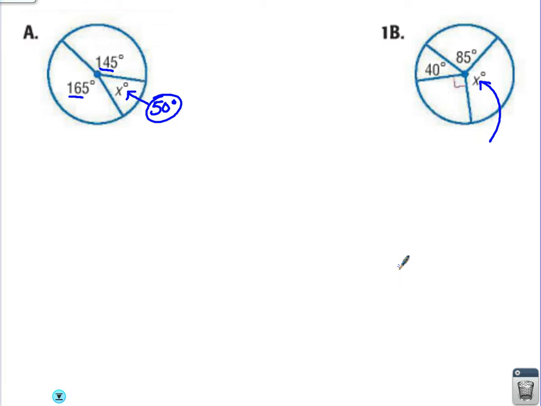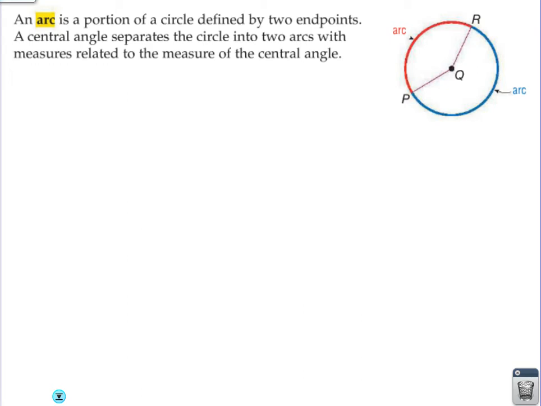What's that leave for X? If those three add up to 215? That leaves how much for X? Right, 145 degrees. 360 total degrees. That was 215 of the 360. Take the 360, take off the 215, you're left with 145 degrees. Any questions? Next one, an arc.